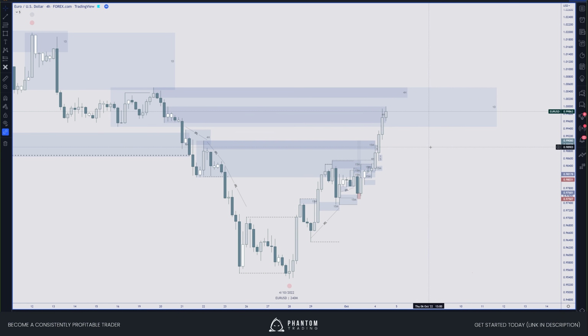Either we can look for shorts if order flow shifts, or we just keep on looking for longs, right? Wait for a pullback, look for a long, and keep trading with the trend, right? There's nothing wrong with that either. So we don't always want to be looking for reversals, right?